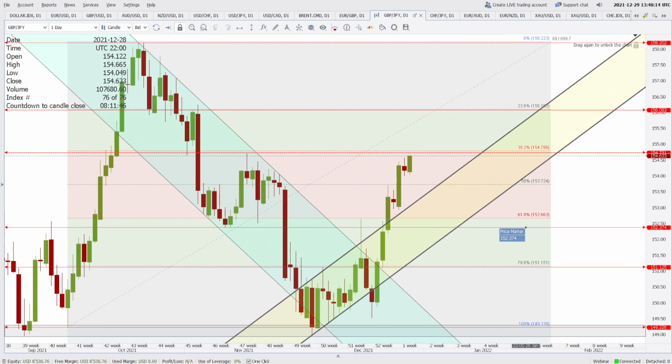All right, so right now the support is very far, 152.37, and the resistance is very close, only 10 pips, that is 154.73 in this market.